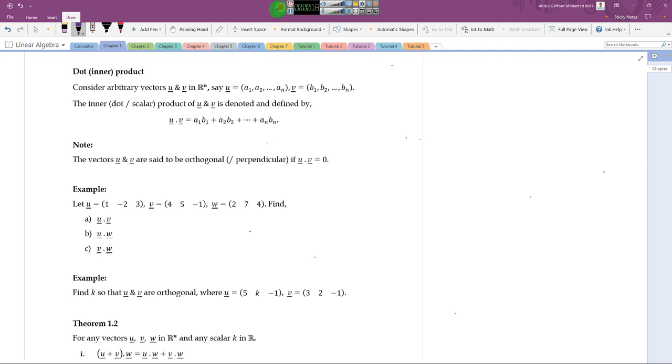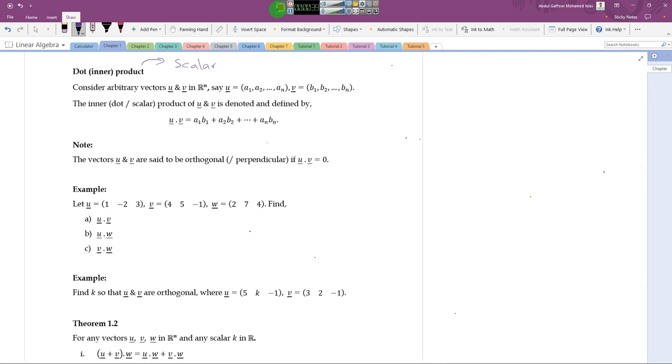So the dot product can be called the inner product as well. If you multiply two vectors, then the result will be a scalar, right? So the answer of the dot product of two vectors will be a scalar.